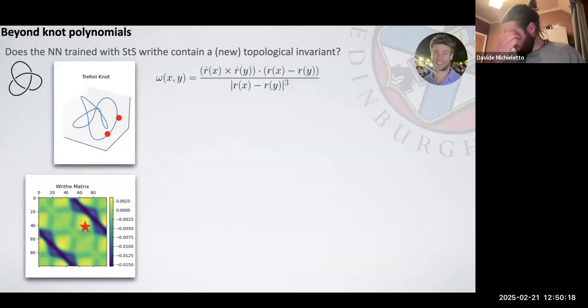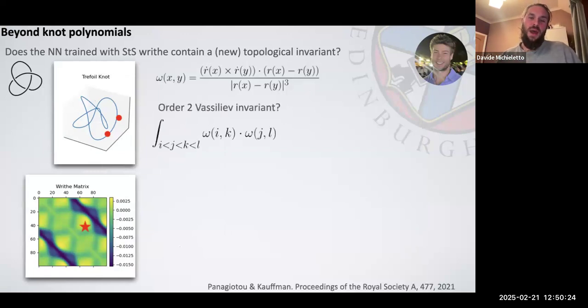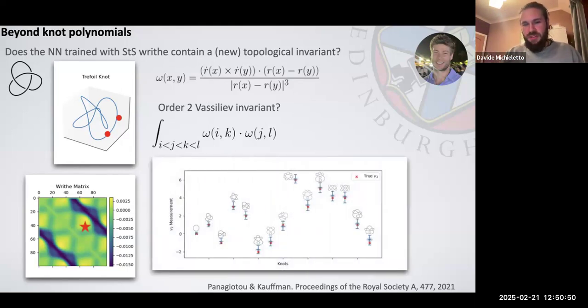So this is essentially this R quantity, this STS, right? Now, what we wanted to figure out is whether it's computing some kind of new, let me say new in quotes, topological invariant. Before getting to the new part, we want to figure out whether there is an existing invariant that the network is computing. Perhaps it's an order 2 Vasiliev invariant, because you can use the STS right to compose the order n Vasiliev invariant. So we started with order 2. We computed the true value for all these knots, and then we computed it numerically for all the knots that we simulated, and you get a distribution.